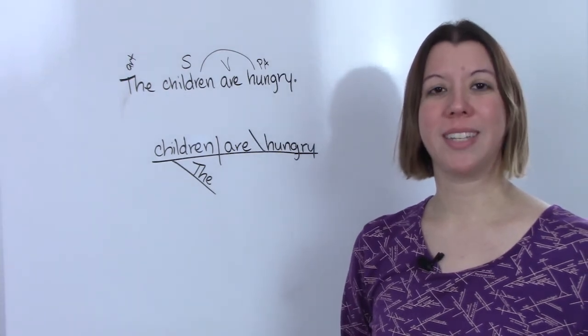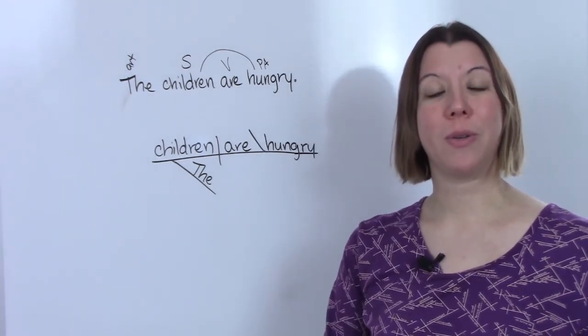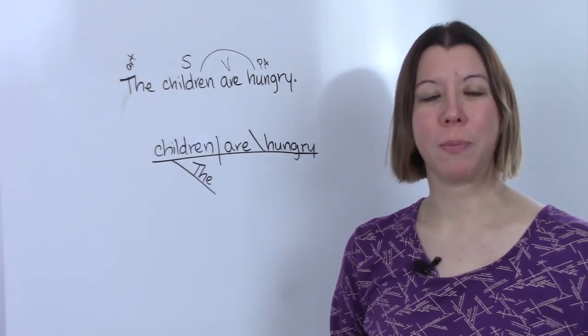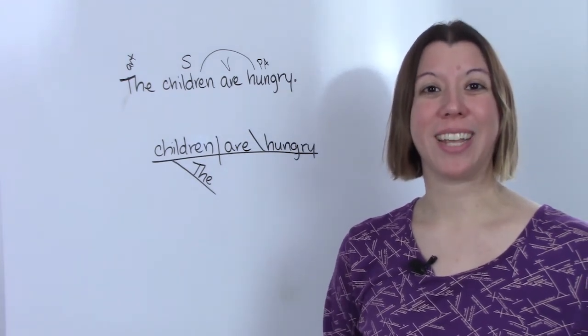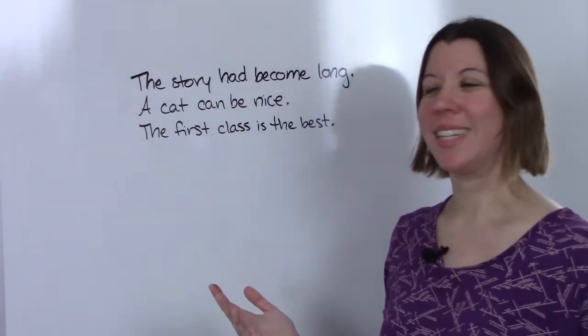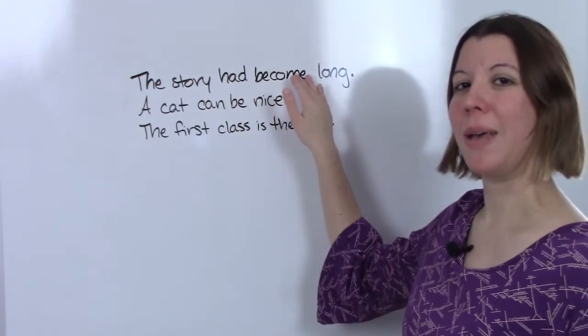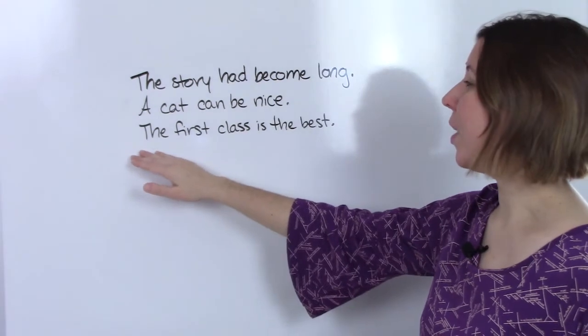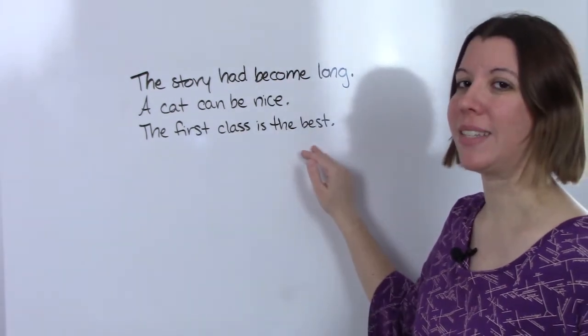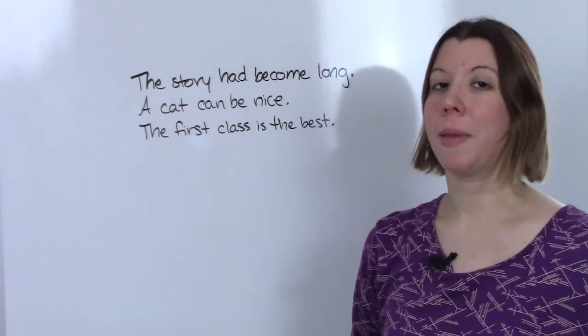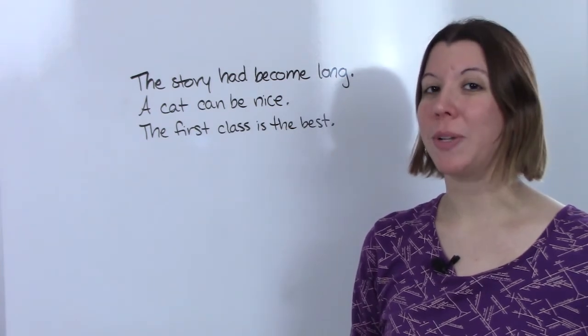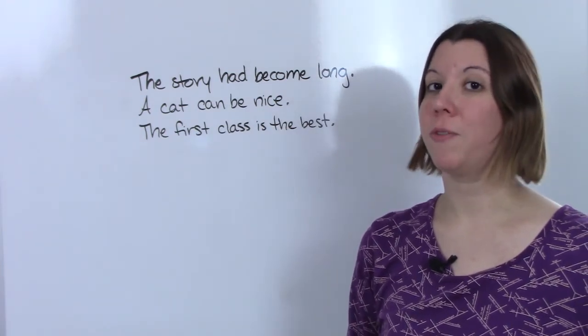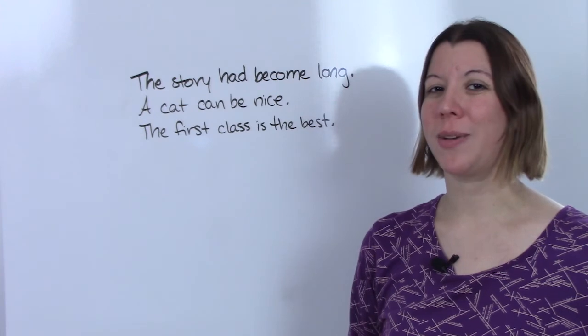I'll put 3 sentences on the board. You pause the video, try them on a piece of paper or a whiteboard, and then press play and check your work. Here are those 3 sentences. The story had become long, a cat can be nice, and the first class is the best. Pause that video, remember to parse, remember to label each word in the sentence before you diagram. Pause the video, try that now.